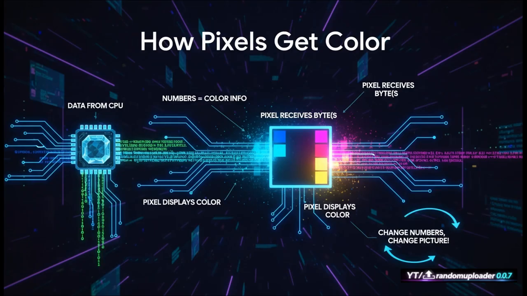So, how does each tiny dot know what color to be? It's simple, really. Each pixel is just sitting there, waiting for an instruction. That instruction comes in the form of a number, a byte. That number is a code that tells the pixel, hey you, turn this specific shade of red. The computer sends a unique number to millions of pixels all at once and bam! An image just pops into existence.